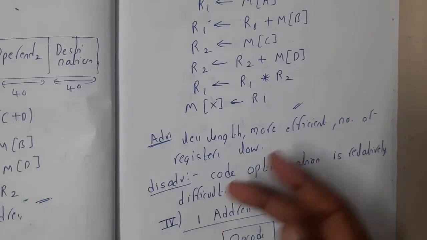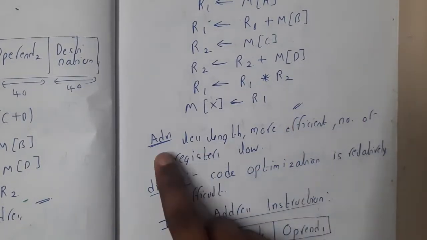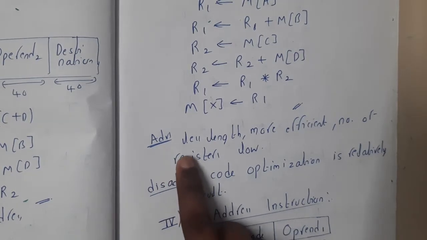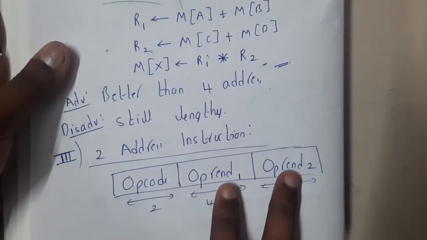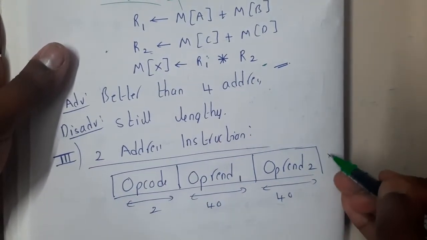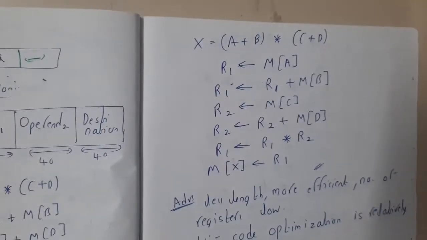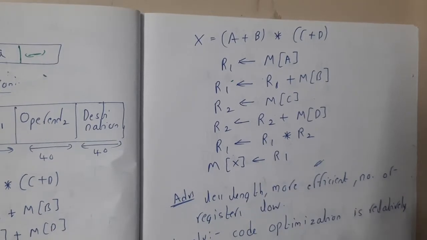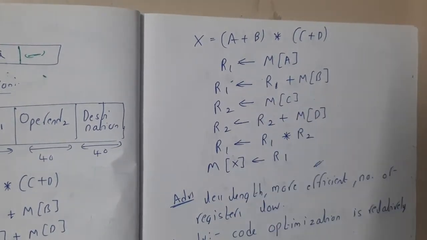And the major advantage here is, sorry, I think I did not explain this two address mode. So basically what is two address mode? In that, only two addresses will be there. So here we removed the destination part also. So 2 plus 40 plus 40. Here we have removed the destination, guys.